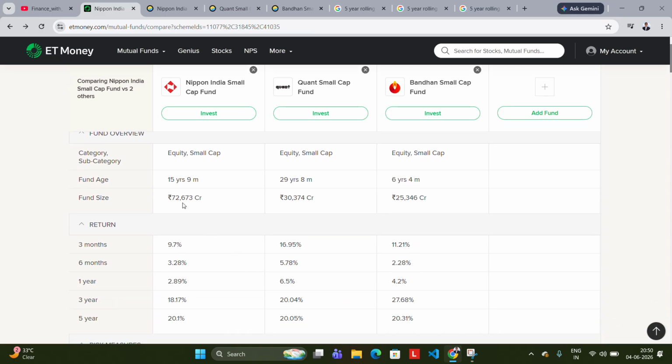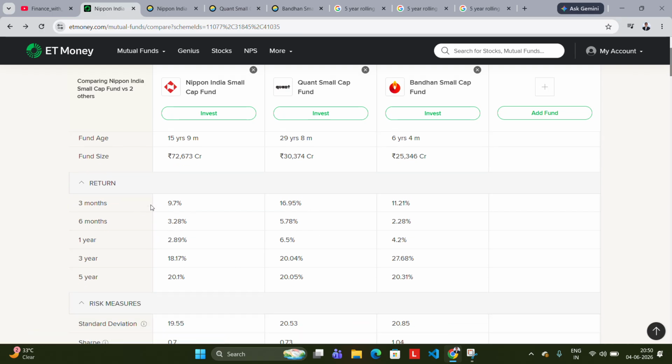As we can see, the fund size of Nippon is the highest, 72,000 crore plus, then 30,000 crore plus, and 25,000 crores in 6 years only. In 3 months and 6 months returns, we should not look, but let's see 1 year returns. Quant Small Cap beats in 1 year. In 3 years, Bandhan Small Cap beats both of these giants by a huge margin.